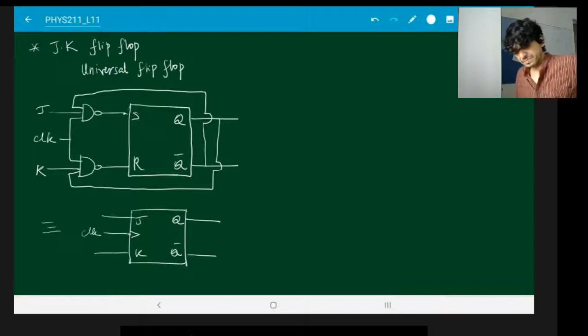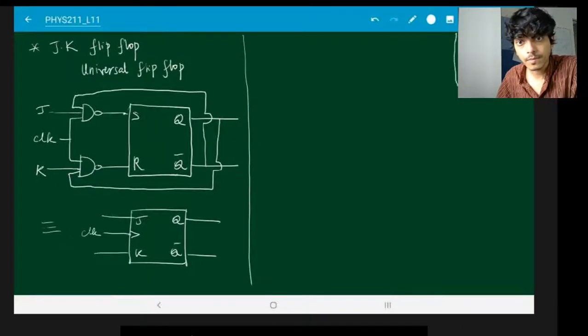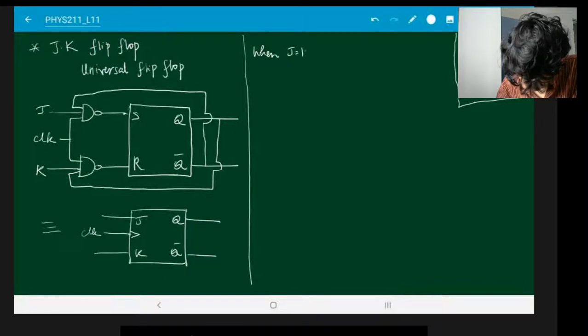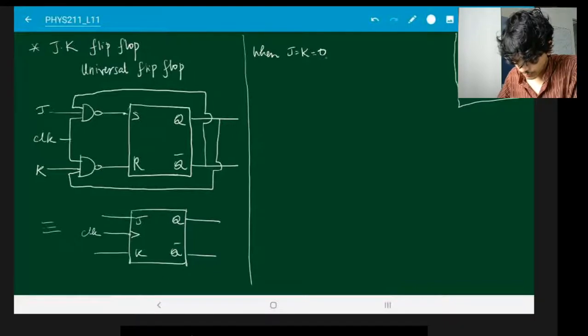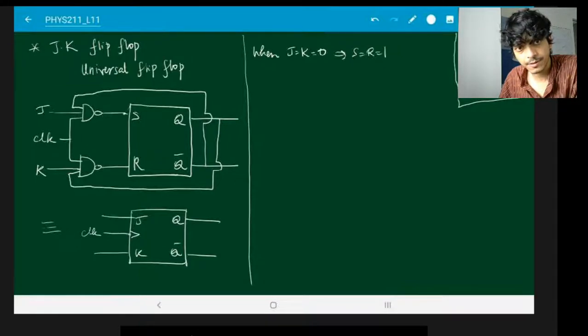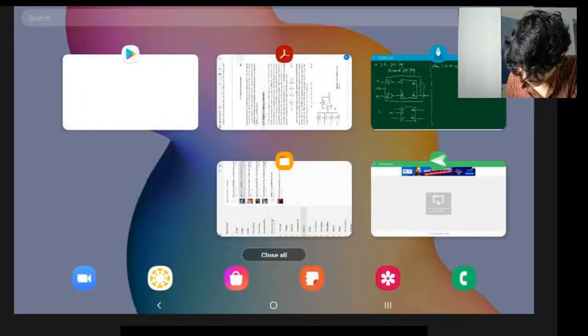How does this work? Now, when J and K are both 0, then the output of the initial NAND gates are both 1. So S and R are both 1. And you know that for an RS flip-flop, if both set and reset are 1, then the previous state is retained.